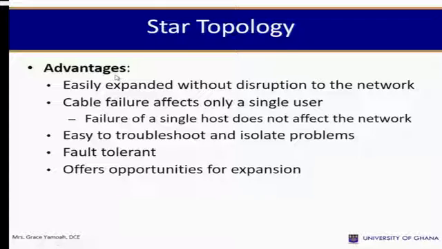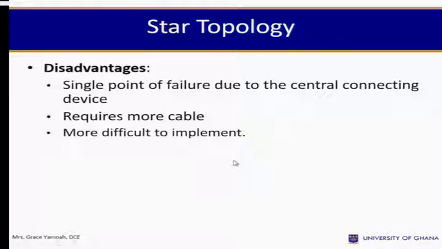The advantages of star topology: easily expanded without disruption to the network. Cable failure affects only a single user. Failure of a single host does not affect the network. Easy to troubleshoot and isolate problems. Its fault tolerance offers opportunities for expansion. Star topology disadvantages: single point of failure due to the central connecting device, requires more cable, and more difficult to implement.